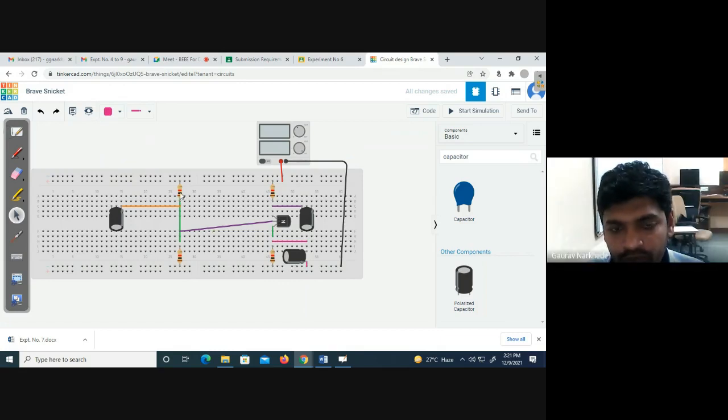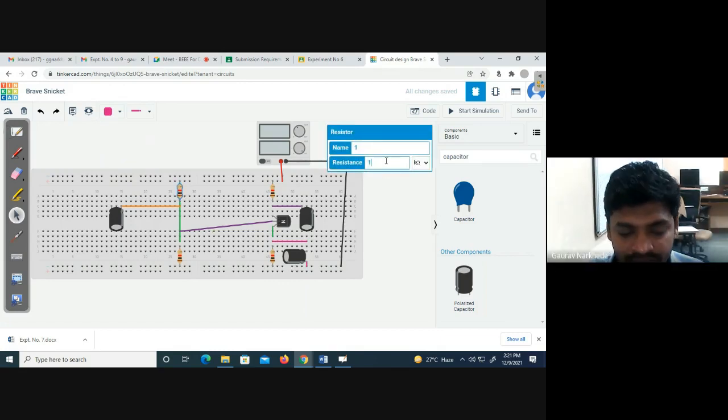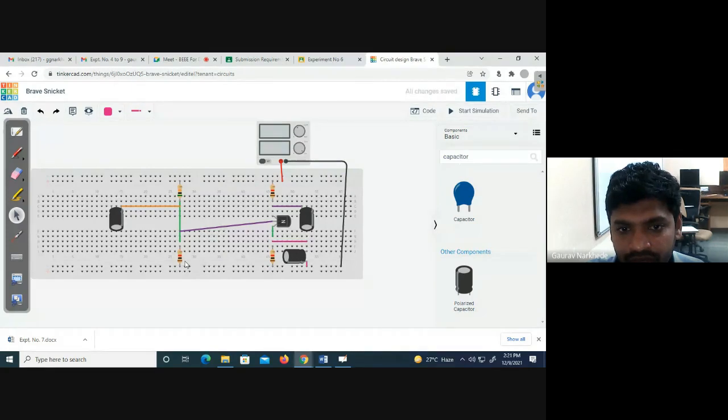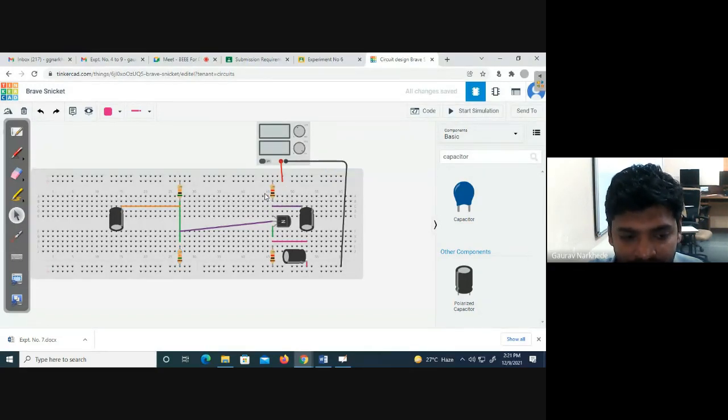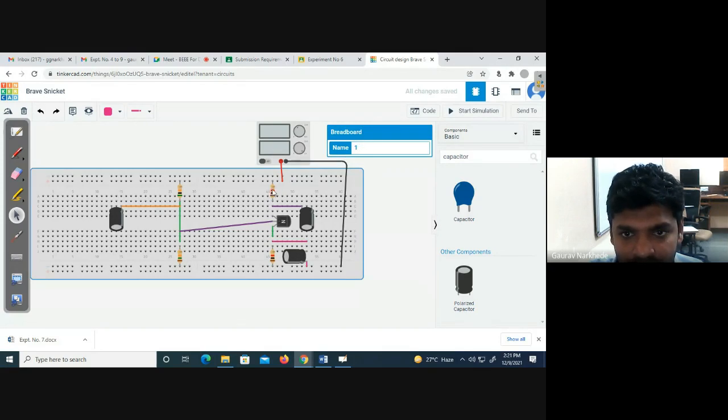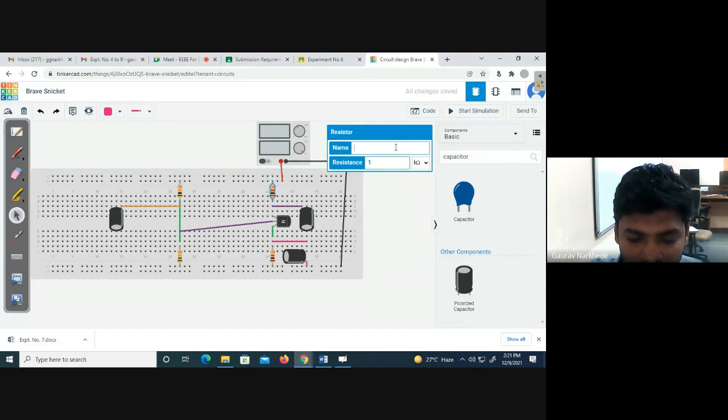Now all of you please note down that the value of this resistance we need to keep as 50 kilo ohms. So this resistance is R1, correct? Now this is your R2, and we need to keep it as 15 kilo ohms. And then this is your RC, which is 500 ohms.